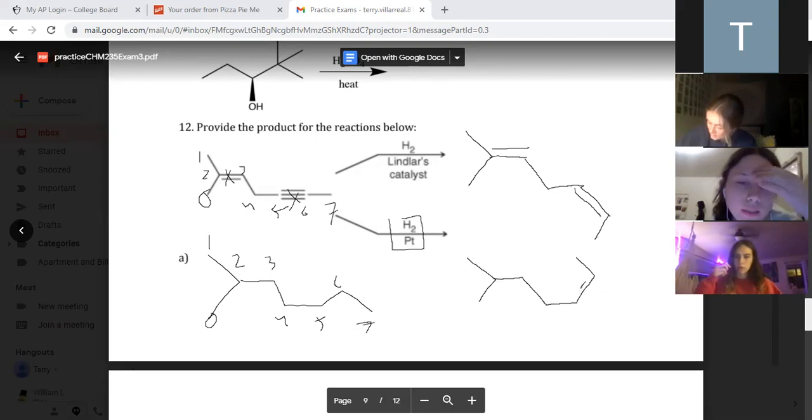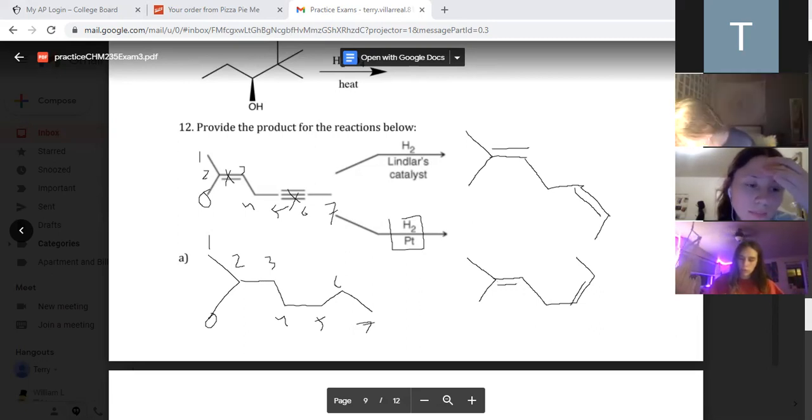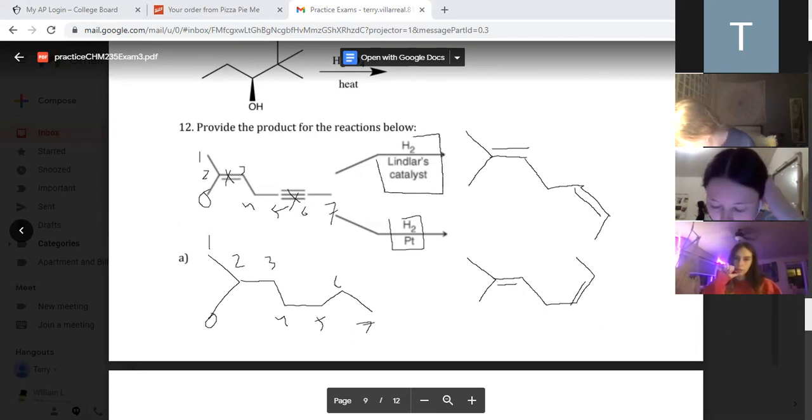So the triple bond doesn't entirely disappear? No, because Lindlar's catalyst and H2 only reacts with alkynes. It turns alkynes to alkenes. Lindlar's catalyst is poison, remember. It does not react with alkenes whatsoever. It just cannot.